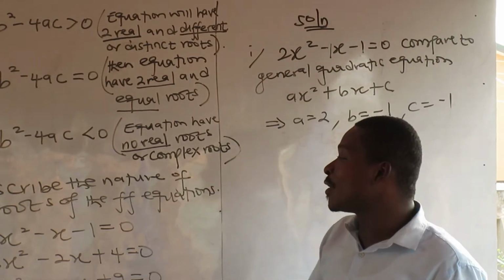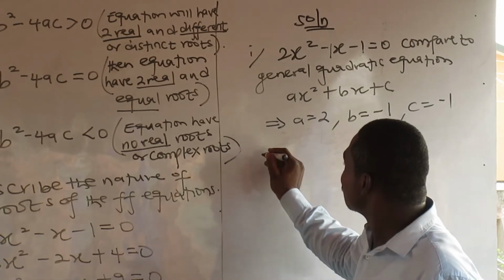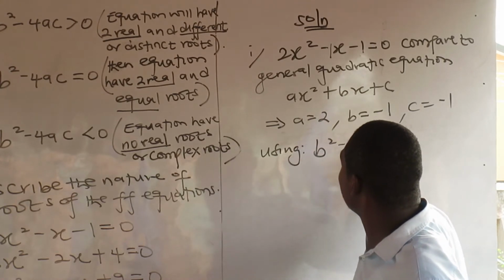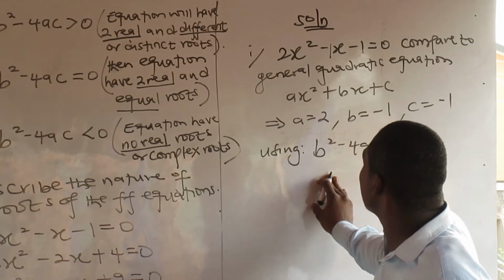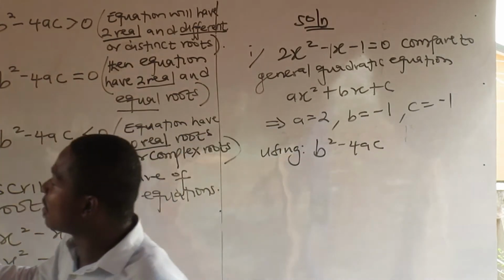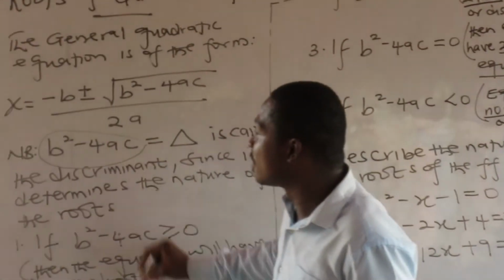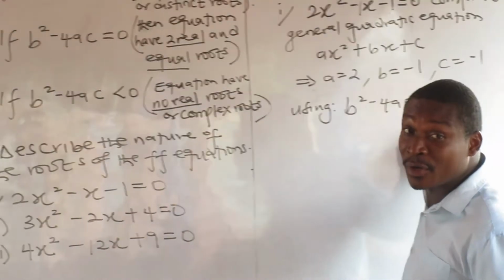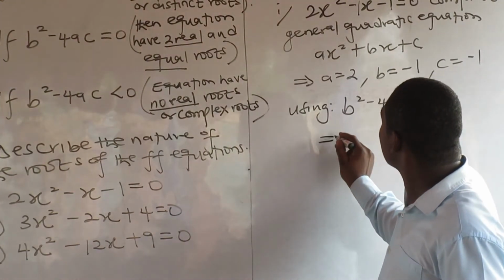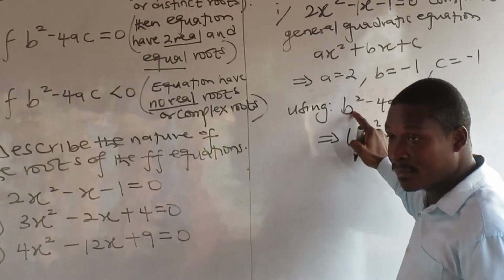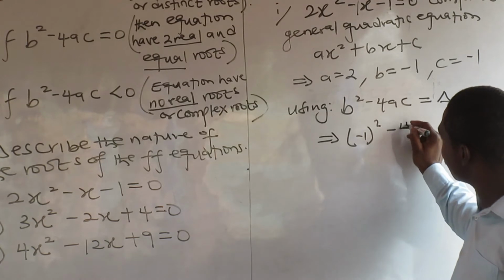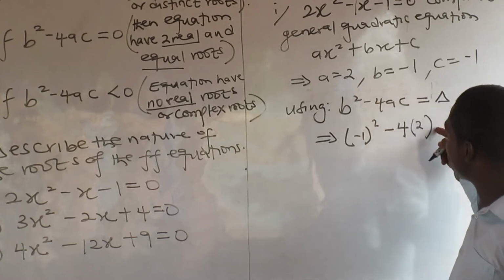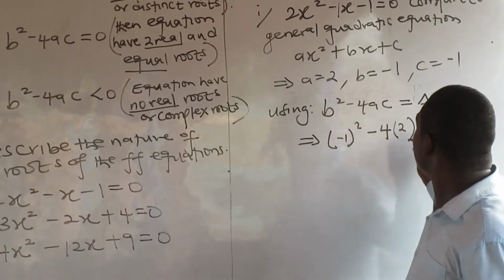Okay. Now I want to know the nature. I have to use the discriminant, right? So using the discriminant, b squared minus 4ac equals delta. So b squared, we have -1 squared, minus 4. Whenever you see a, you insert 2. c happens to be negative 1. Good. So what are you going to get?